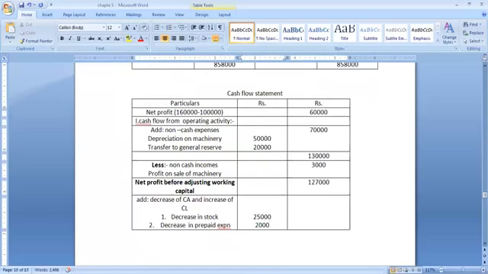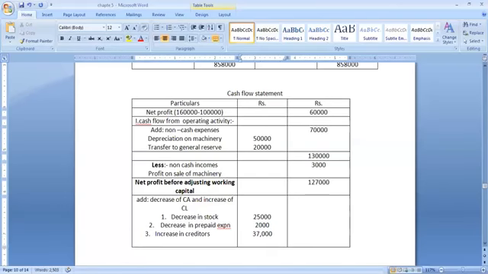Here there is one more transaction, which is indicating increase in creditors. What is the value of increase in creditors you got? It is 37,000. So look at the questions along with the answers very carefully, then solve the problem.